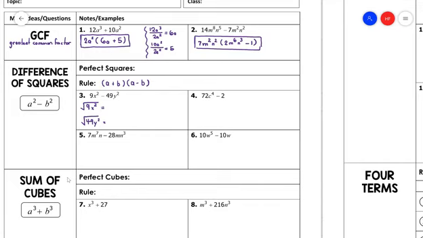So the square root of 9x squared: the square root of 9 is 3, the square root of x squared is x, the square root of 49 is 7, and the square root of y squared is y. So when I'm factoring that problem, I would have 3x plus 7y times 3x minus 7y.